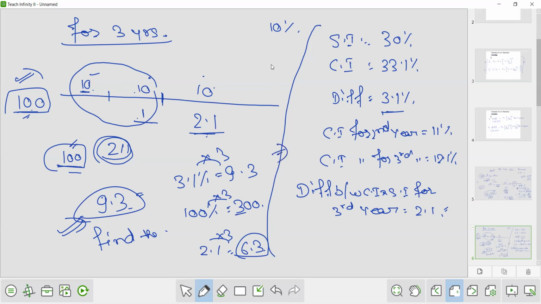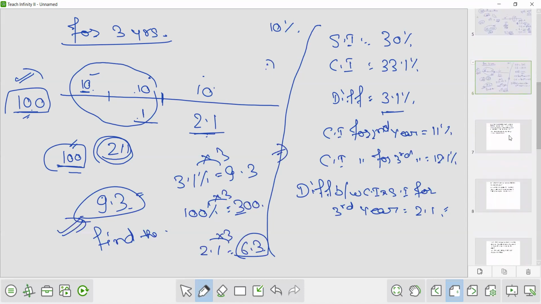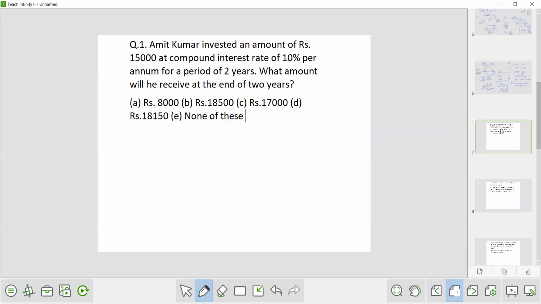Okay, so I hope that you have learned this concept. Now we will directly jump to the question, and there we will see how we will be able to solve the entire question within the certain time frame. Okay, so no need to require any formula for this chapter.